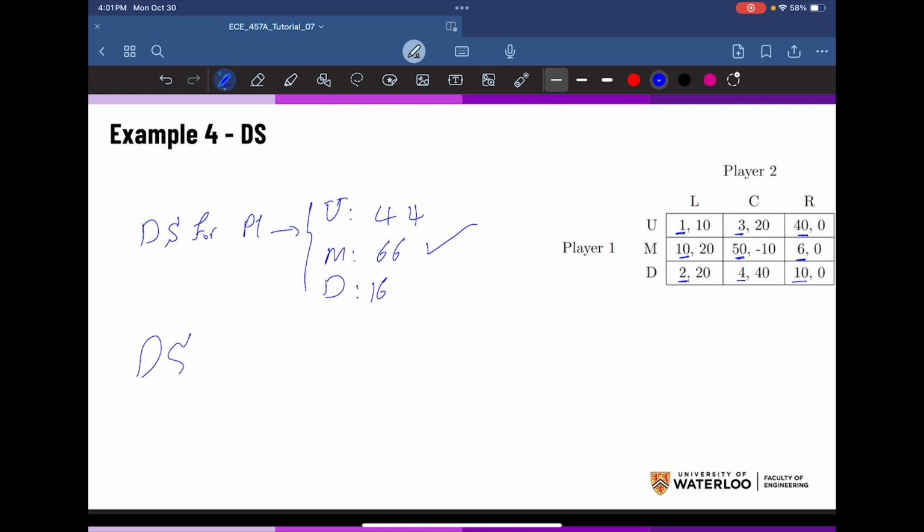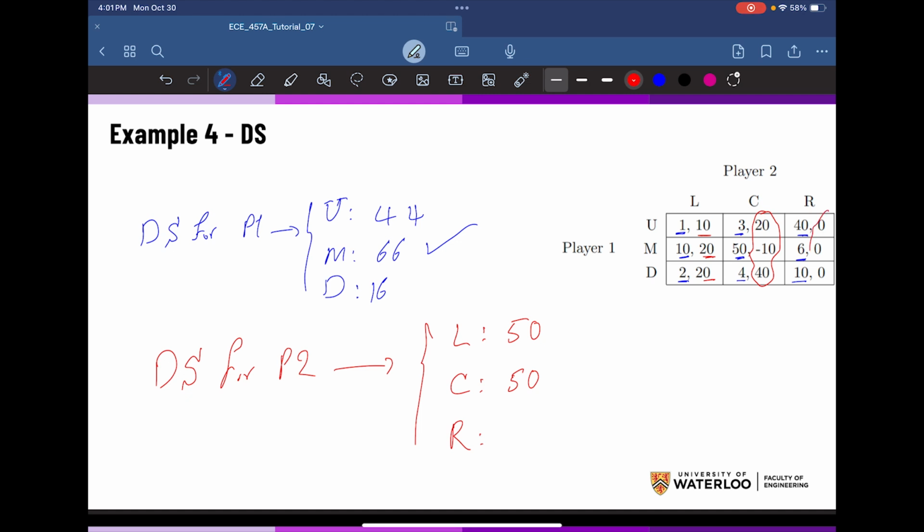Now, dominant strategy for player number 2. We have 3 actions, L, C, and R. 10, 10 and 20 and 20. That will be 50. And here we have 50 as well. And here we have 0.